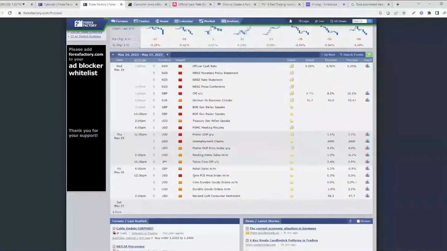The last one to look out for will be the PCE price index at 12:30 p.m. GMT on 26th of May. This is the personal consumption expenditure price index. It is another gauge for inflation, and it's actually the Federal Reserve's preferred measure for inflation. So they'll be watching this data point very carefully, for both the headline and core readings, on a monthly basis as well as an annualized basis.